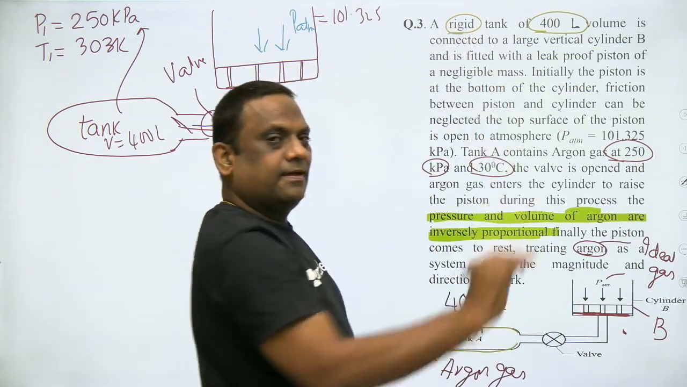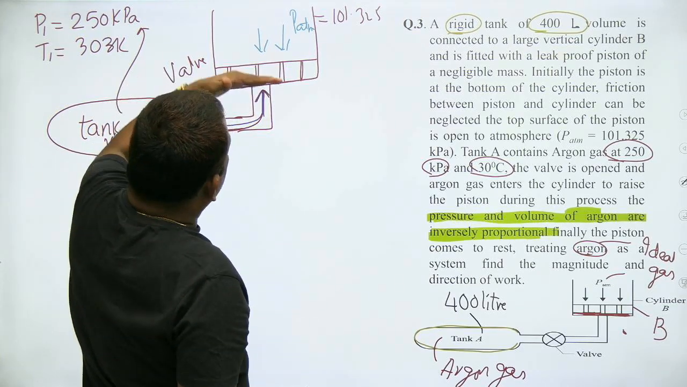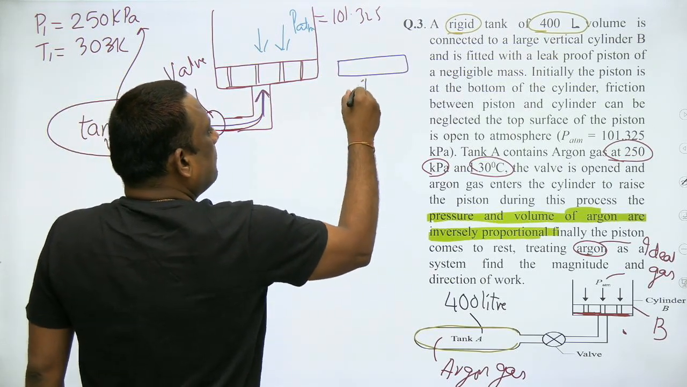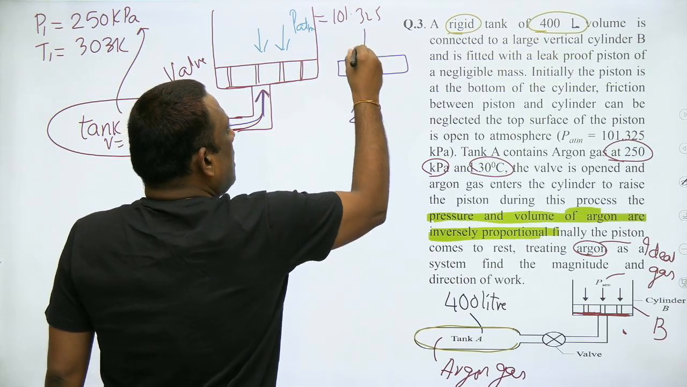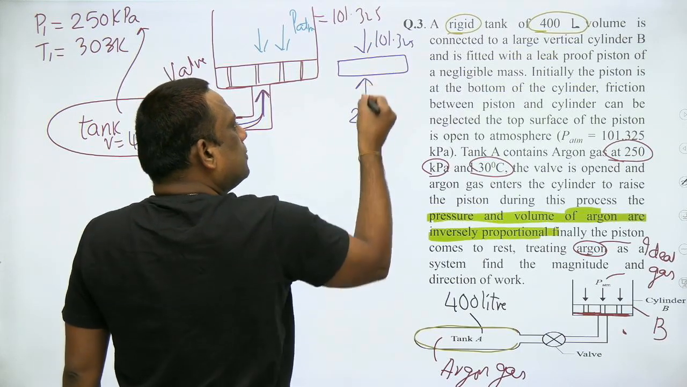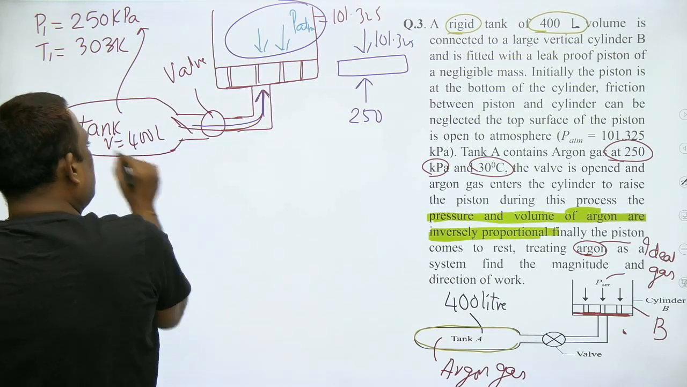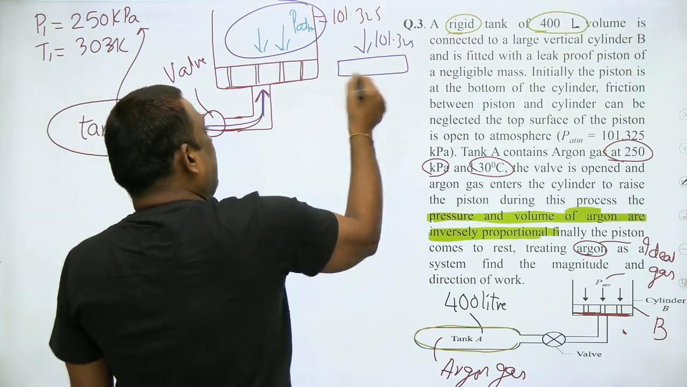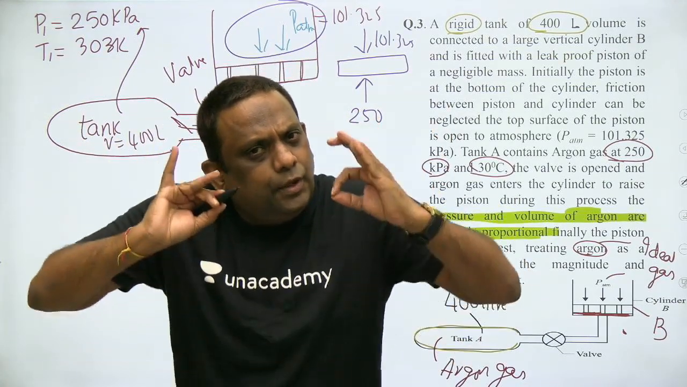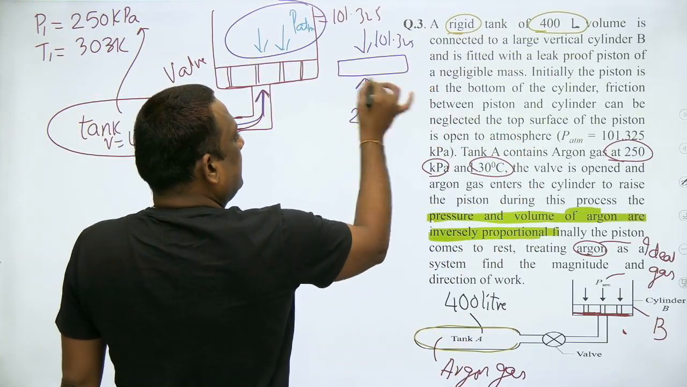Clearly he said finally the piston comes to rest. What a beautiful sentence it is. If you see the piston, at the bottom there is a pressure of 250, at the top there is a pressure of 101.325, so it will rise until both pressures become equal. You cannot change atmospheric pressure, therefore the argon pressure is decreasing, and it will come to equilibrium only when these two pressures become equal.